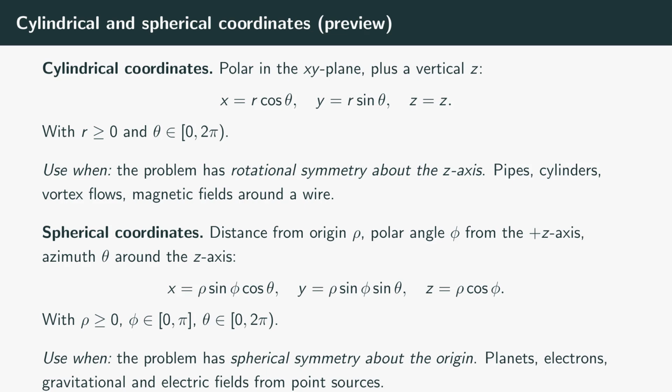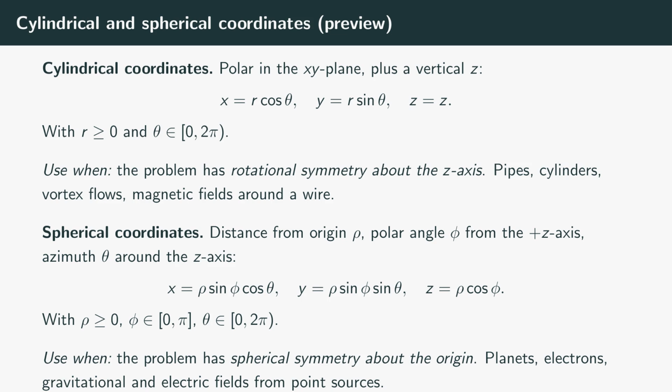Cylindrical coordinates are polar coordinates in the xy plane with the z-coordinate untouched. To convert, x equals r cosine theta, y equals r sine theta, and z stays as is. The radius r is the horizontal distance from the z-axis, the angle theta wraps around in the floor, and z measures the height as before. Use cylindrical whenever your problem has rotational symmetry about the z-axis.